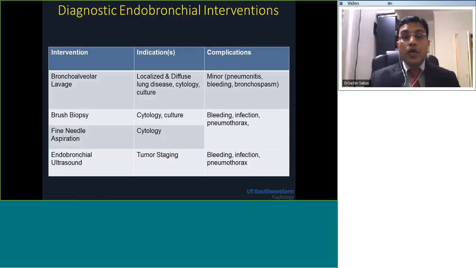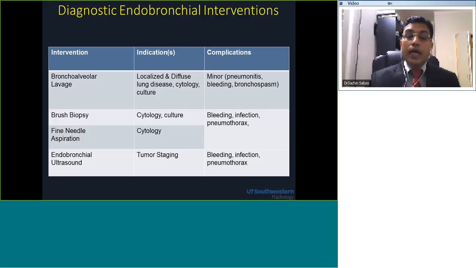In the subsequent slides, we'll first go over the diagnostic interventions and then the therapeutic interventions. On these slides, there are 4 major diagnostic endobronchial interventions, which include bronchoalveolar lavage, which is typically done for localized and diffuse lung diseases, and we'll go over that in detail on subsequent slides. Typically we obtain culture and cytology with this procedure. Complications related to this procedure are minor, which include pneumonitis, bleeding, and bronchospasm.